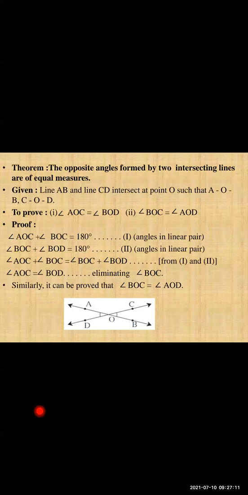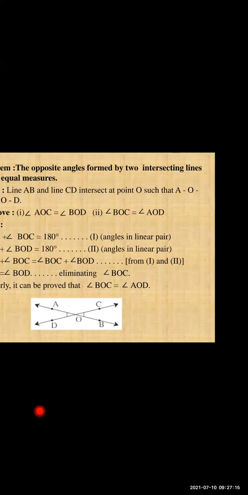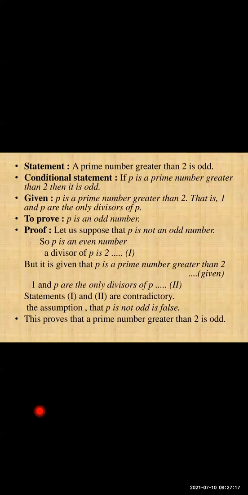Now, what is an indirect proof? We are going to see indirect proof. So what are we going to do in an indirect proof? We will suppose that the given statement is false. Okay, we will suppose that the given statement is false, and we will start to prove it.